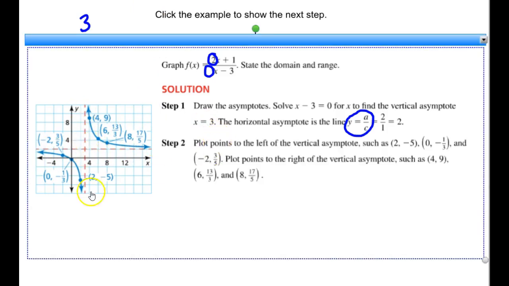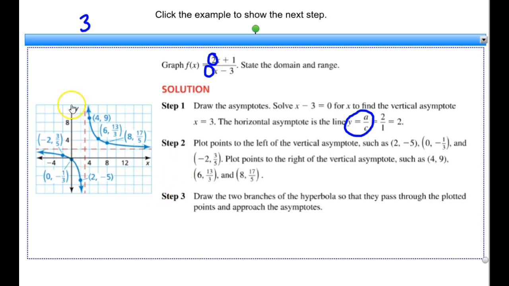So now once I've figured out where those asymptotes are, again, I pick some points to the left and to the right of my vertical asymptote, and then I plot those. And I just plug those x values in and go from there. So if I pick an x value of 0, I substitute in 0 for both of my x's, and I solve and come up with my y value. So then I connect those points together, and I draw my branches and go from there.